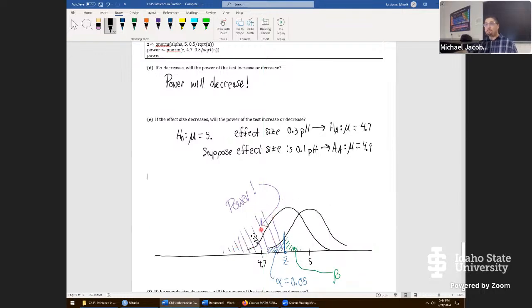I'm not conveying exactly what's happening because also the purple area is moving to the right, but it still stops right at this boundary right here. It can't proceed any farther. You're pretty much fixed whatever alpha was set as. And so now power has diminished quite a lot of this diagram. It's always going to be the area right here. So we'll put down if the effect size decreases, power will decrease.